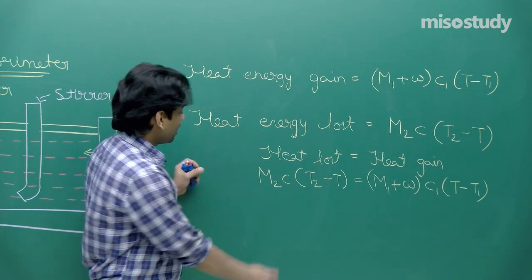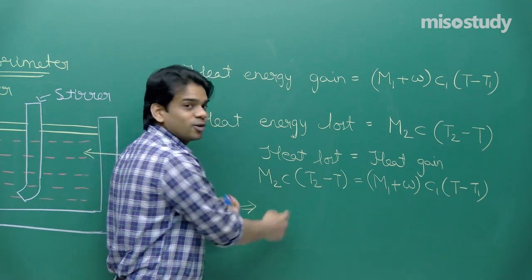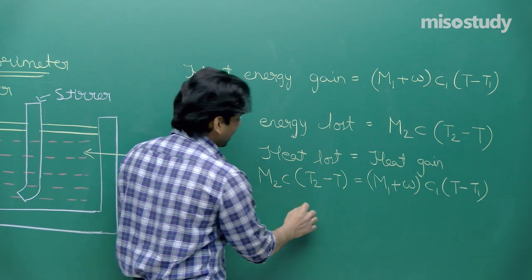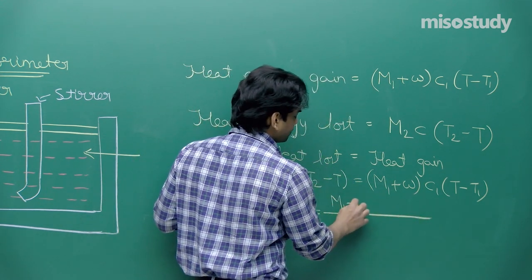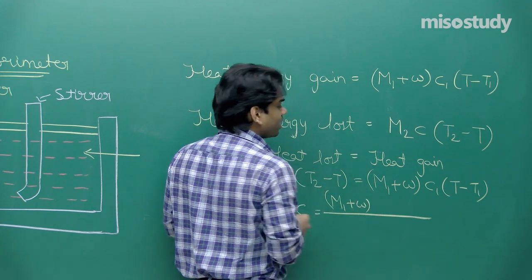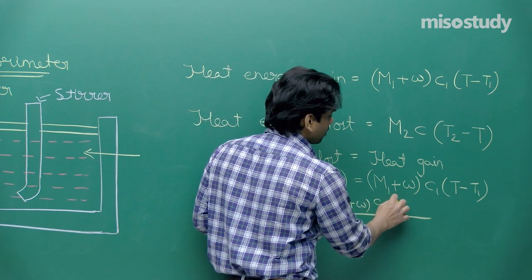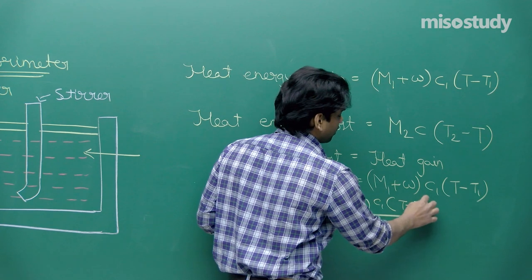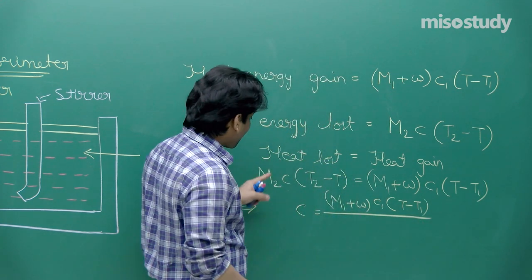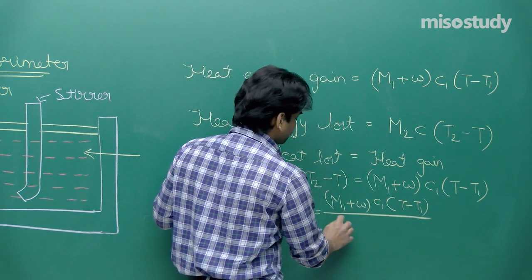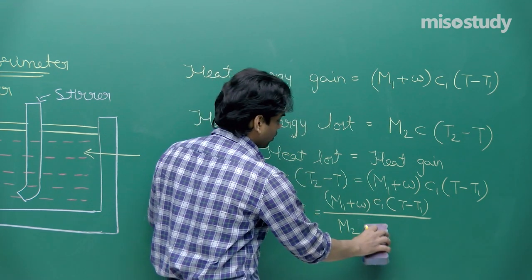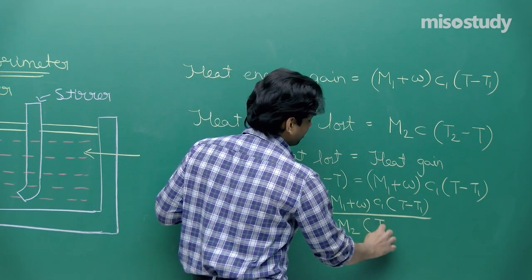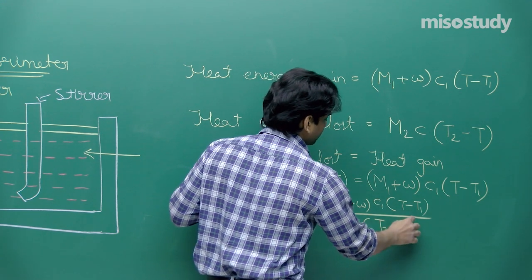Now let's proceed. I can write this value C as C is equal to M1 plus W multiplied with C1, multiplied with T minus T1, we got this, and divided by M2 into T2 minus T. Sorry, C is what we need, so we need not divide by C.